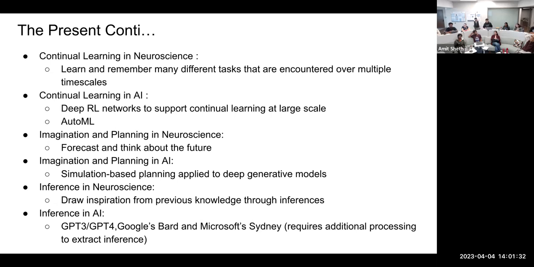So the first point makes sense, but the second point is just something that, at least from my understanding of AutoML, I don't think it has continual learning, or at least I haven't come across it.